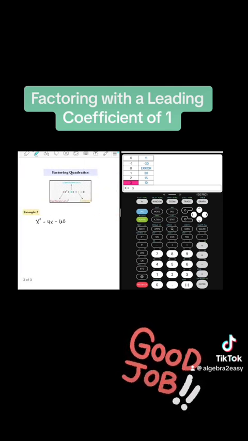Let's try another one. Here we have x squared minus 4x minus 60. Just as a reminder, let's list our values. A is 1, B is negative 4, C is negative 60. Remember, we're going to do A times C first. So 1 times negative 60, which gives me negative 60. We're going to be using that number for the calculator. And then we need to keep in mind the value for B, which was negative 4.